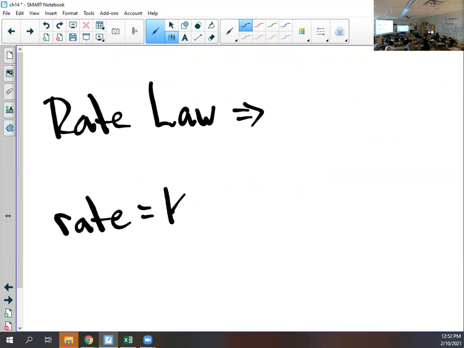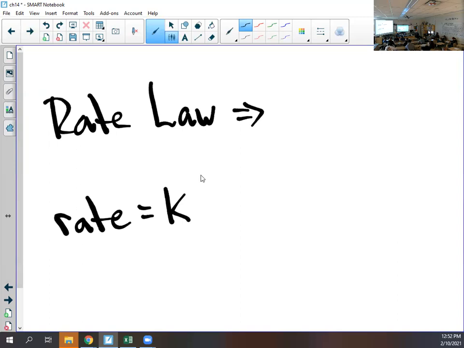equals k. k is a constant. Now, this is where science sort of gets weird. It's a constant that is different for every single reaction and every single different temperature. So they have to give it to us? No, you're going to figure it out. All right, so just shut up and here we go. Rate will be equal to k.